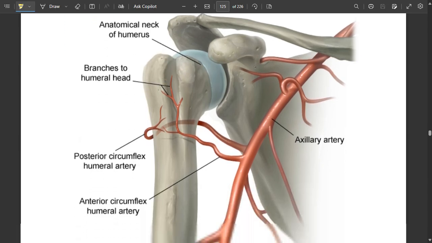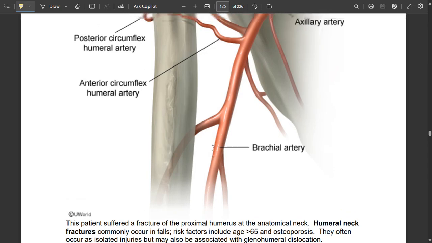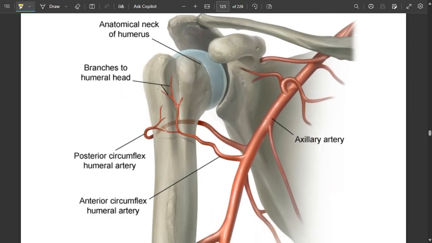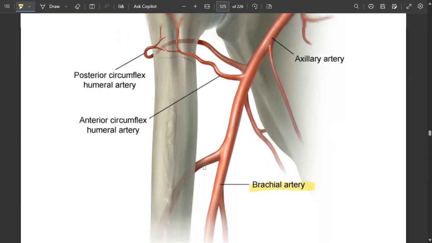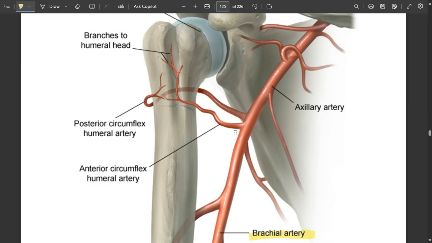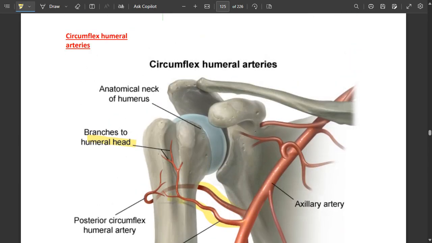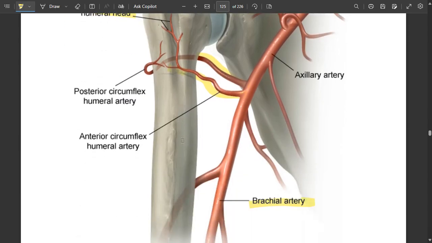Now see, okay, so this is the brachial artery, which is a continuation of the axillary artery from the inferior part of the teres minor. So this is the brachial artery, and this is the anterior circumflex humeral artery. The anterior circumflex humeral artery comes from the axillary artery, and from the axillary artery itself the posterior circumflex humeral artery arises, and it encircles the neck of the humerus. Branches to the humeral head are present, also from the anterior circumflex humeral artery. So this forms the anastomosis around the neck of the humerus.